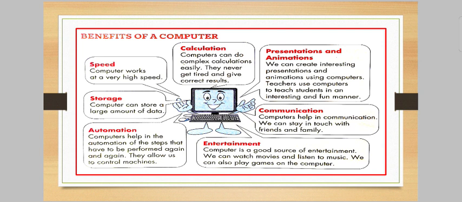Okay, next is communication. Computer helps in communication. We can stay in touch with friends and family by using the internet. We can easily communicate with our family and friends. Next is automation. Computer helps in the automation of steps that have to be performed again and again. They allow us to control machines.